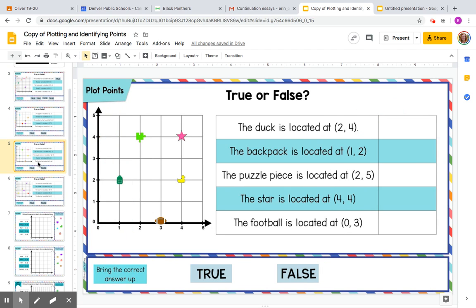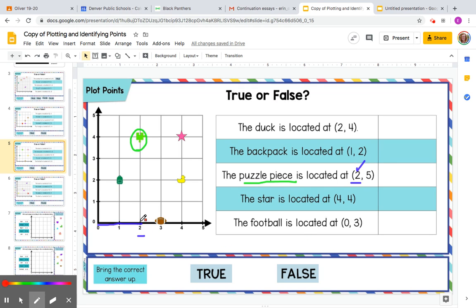So let's take a look at some more. This one's a little different. It's a little bit smaller. It doesn't go all the way up to 10, it goes to 5. But I see from the origin that I go over 1, and there's no tick mark in between, so each tick mark means 1. Let's take a look at whether or not the puzzle piece is located correctly. Here's our puzzle piece, and I need it to be at 2, 5. Remember, x, y. Start at my origin, I go over 1, 2. It is indeed 2, so that's perfect.